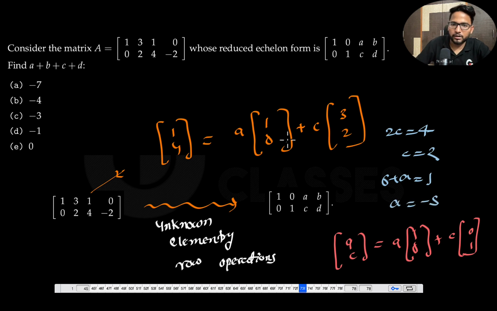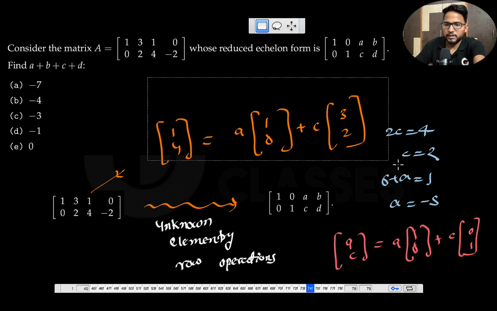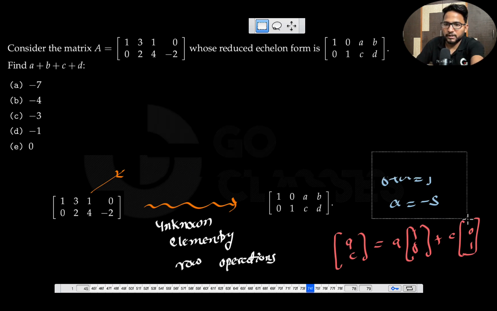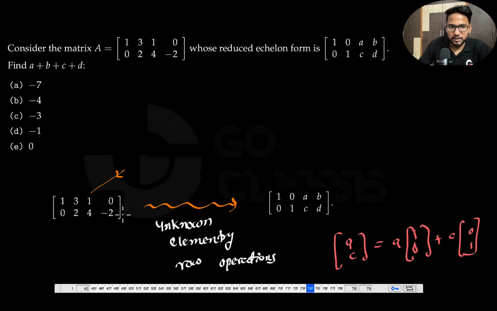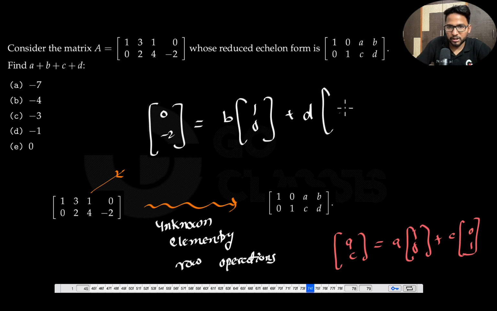Similarly, you can do it for B and D. So A and C are done, which are 2 and minus 5. Now let's represent this vector, which is 0 minus 2, as a linear combination of these two vectors, which are basically B into 1 0 and D into 3 2, right? So from here, 2D equals minus 2, which means D is minus 1, and B minus 3 is 0, which means B is 3.